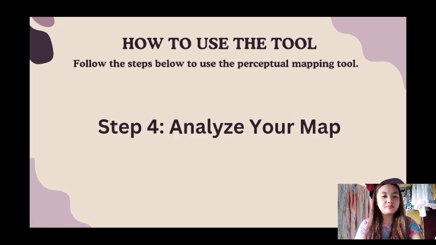Step 4. Analyze your map. Look carefully at where you have positioned the products on the map. Consider the following questions. Does your product have a distinct, attractive position compared with its competitors? If there is an overlap, your customers might not understand your product's unique selling proposition. Conduct a USP analysis and make sure that your marketing and communication efforts highlight the product's uniqueness.